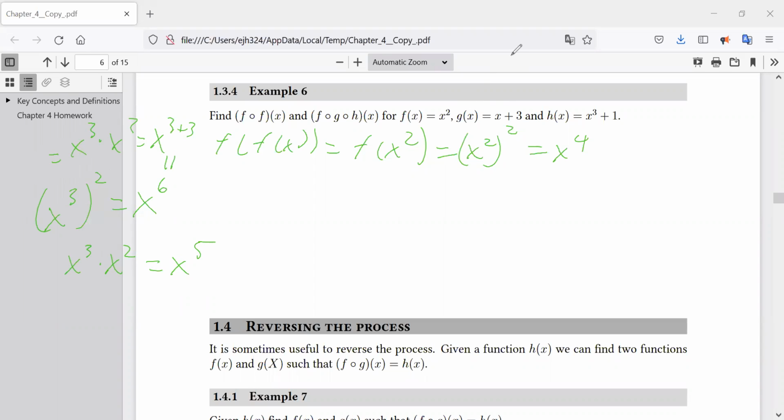Good question. Anything else before we do this little monstrosity? Okay.